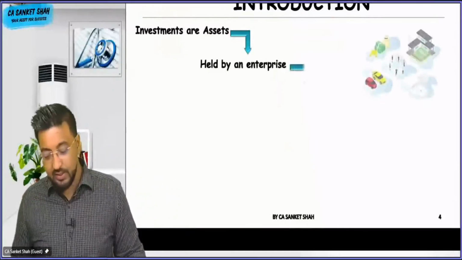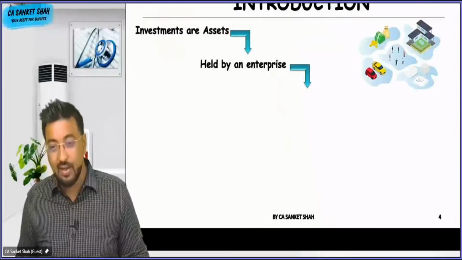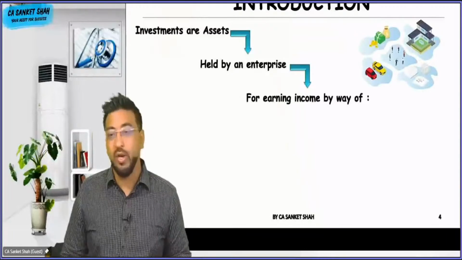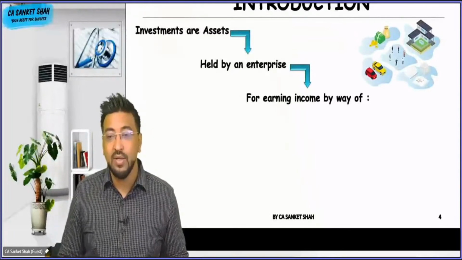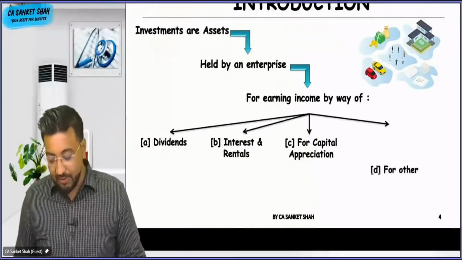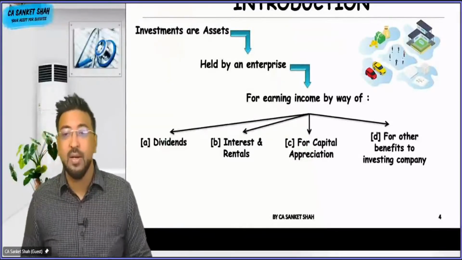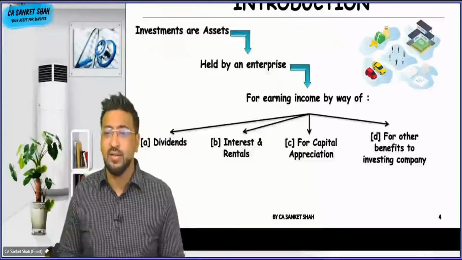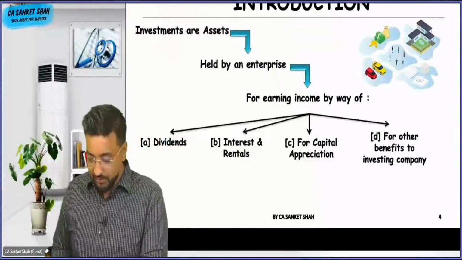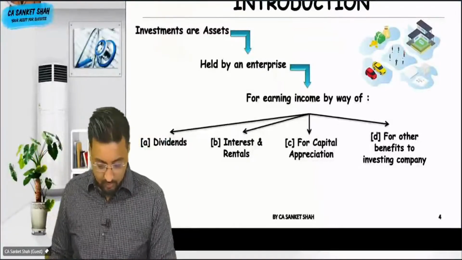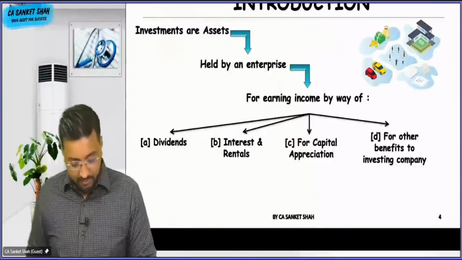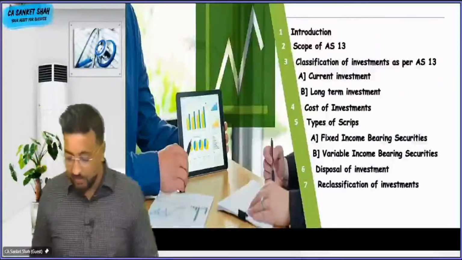Yes, it is held by enterprises. Asset balance, better write down. It is held by the enterprise for earning income. So anyone, why he held investments, earning income, dividend, interest, capital appreciation, and for the other benefits to the investing company. So dividend के लिए, interest के लिए, capital appreciation के लिए, and for other benefits to the investing company. Okay. Yes, debit. Very good. Investment has a debit balance.